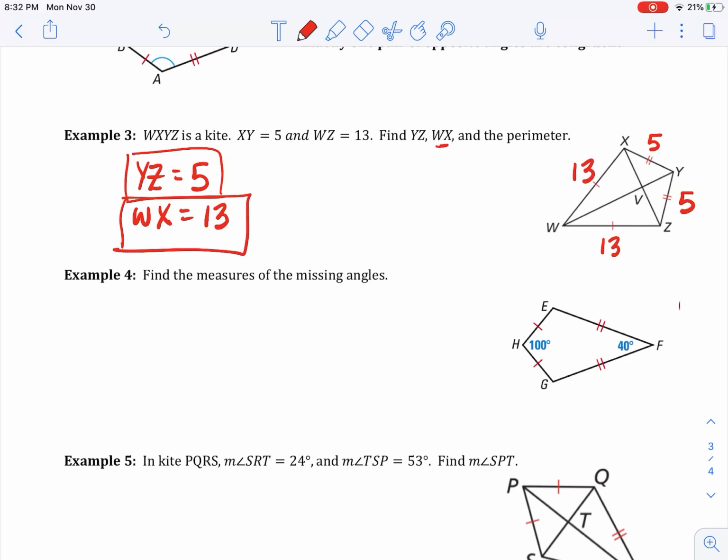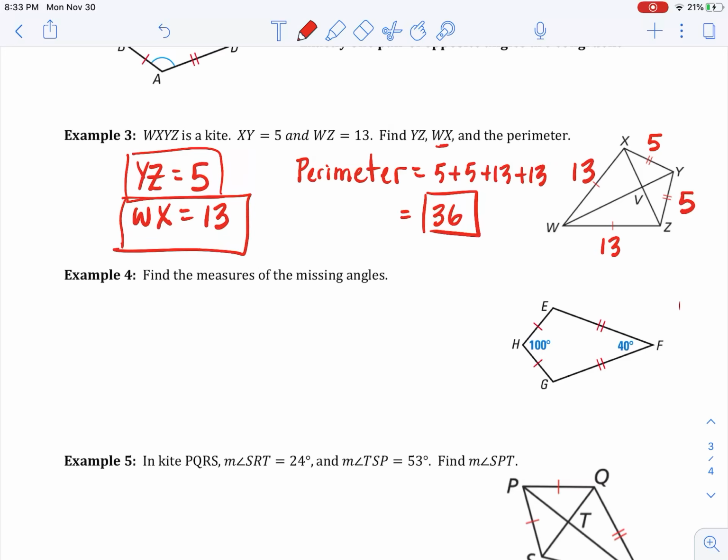And then the final thing they ask is, what's the perimeter? So hopefully by now you remember that perimeter is the distance all the way around a shape. All of the shapes we've been talking about are quadrilaterals, so I should be adding up all 4 sides, and I would get 5 plus 5 plus 13 plus the other 13. If you add up all of those numbers, you are going to get 36. So our perimeter is equal to 36. All right, so that's something they could ask about a kite. They could ask about its perimeter.